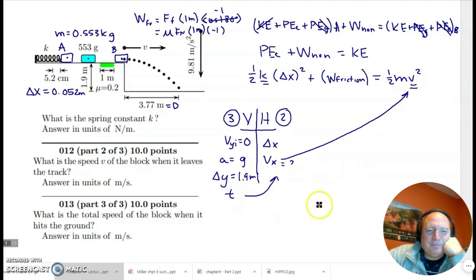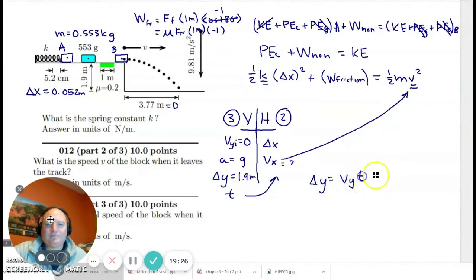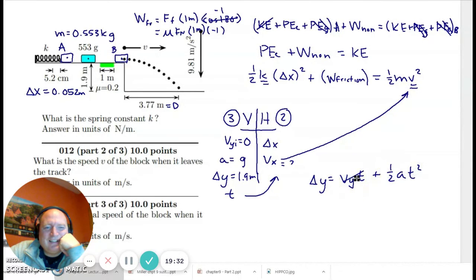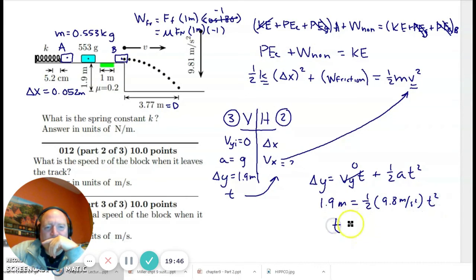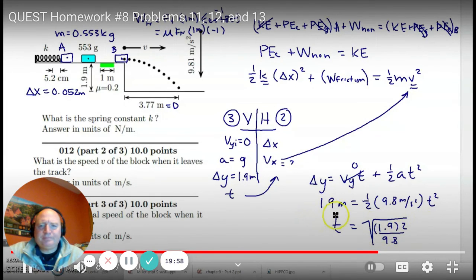And so what equation has all of those vertical components in it? It's this one. I don't want to say it's my favorite. It's not my favorite, but it's one of them. They're all my favorites. Okay, and because the initial velocity is 0, it just is going to become, in my case, 1.9 meters is equal to a half of 9.8 meters per second squared times t squared. That means that t is going to be equal to the square root of 1.9 times 2 over 9.8. And I got a little sloppy not putting my units in there, but that's how you solve for your time.